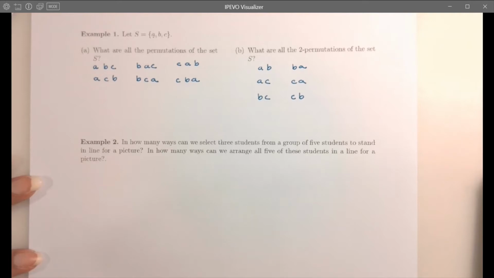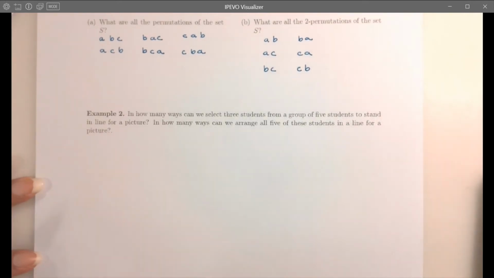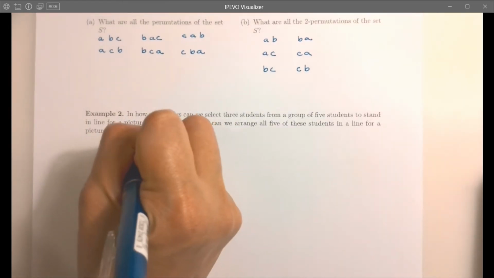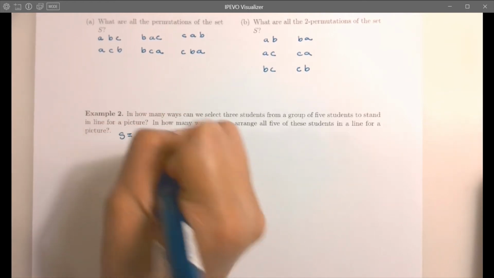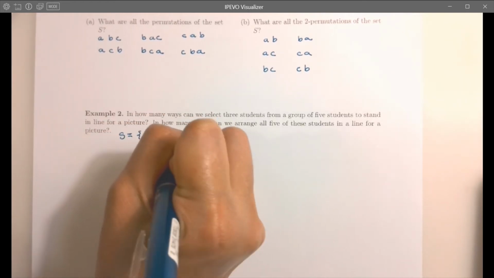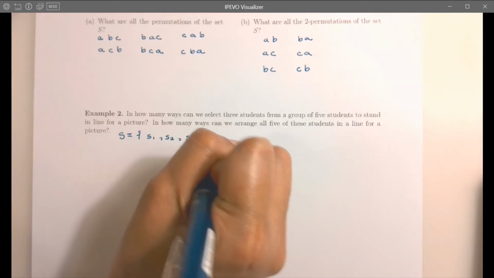Okay, let's think about example 2 now. In how many ways can we select 3 students from a group of 5 students to stand in line for a picture? And then in how many ways can we arrange all 5 of these students in line for a picture? So if they're standing in line, the order in which they stand is important. So let's say, just so that we relate it back to the set, let's say that we have set S, which consists of student 1, student 2, 3, 4, and 5.